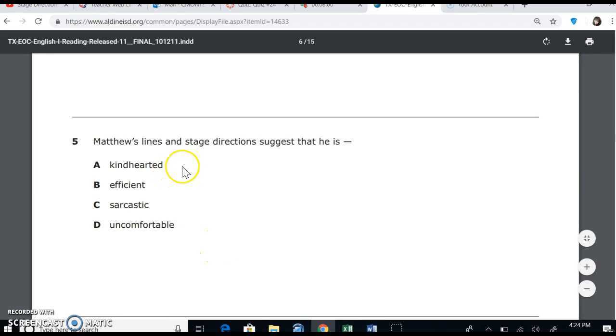So letter A is a positive, letter D is negative. Sarcastic can be both positive and negative. And letter B, efficient, you need to look it up in the dictionary.